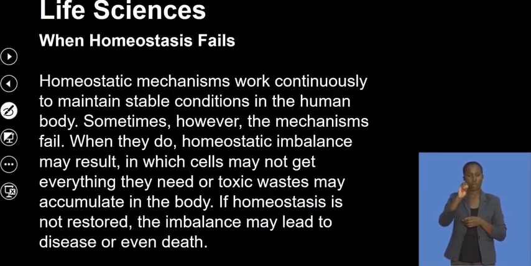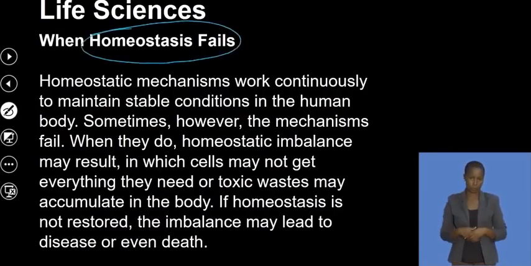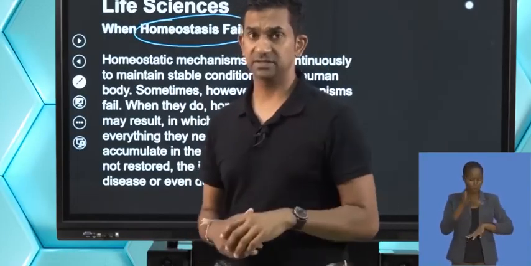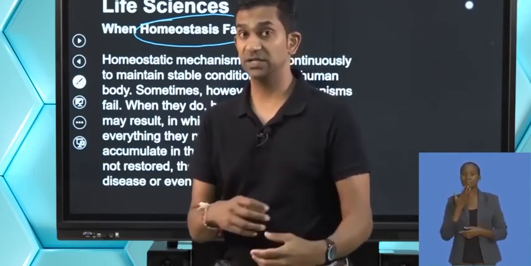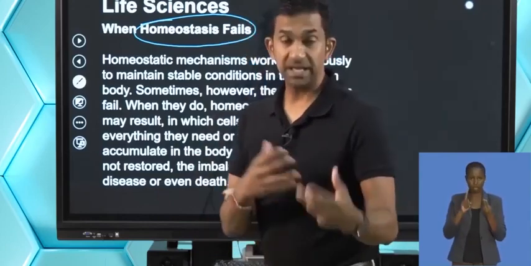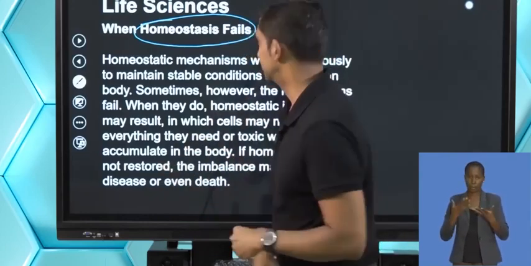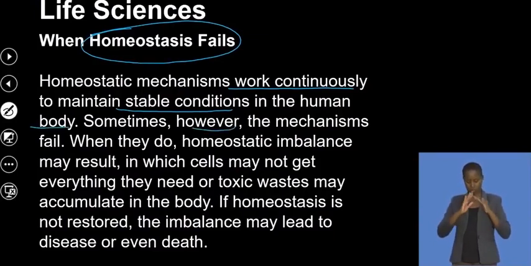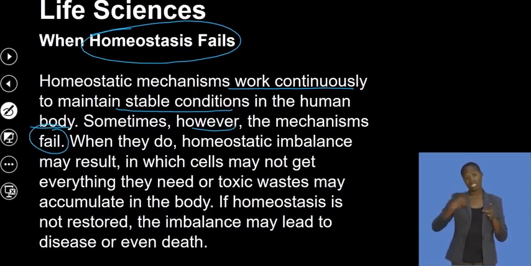However, homeostasis does fail, which means that sometimes there are certain abnormalities. An example of that would be your blood pressure or your blood sugar levels. These sometimes fluctuate and result in certain chronic or acute abnormalities. Let's look at some of these. So homeostasis mechanisms work continuously to maintain a stable condition in the human body. Sometimes, however, the mechanisms fail. When they do, a homeostatic imbalance may result.